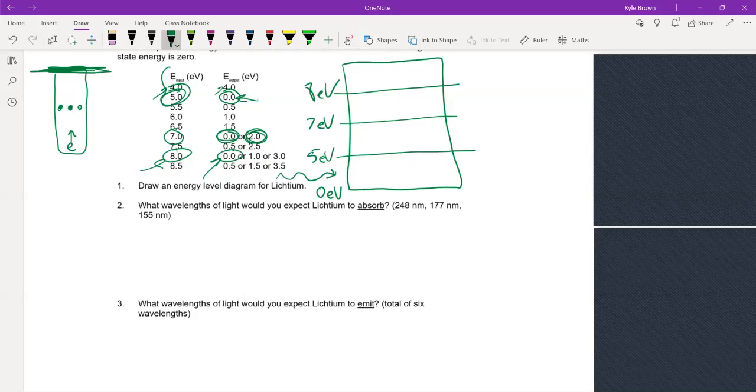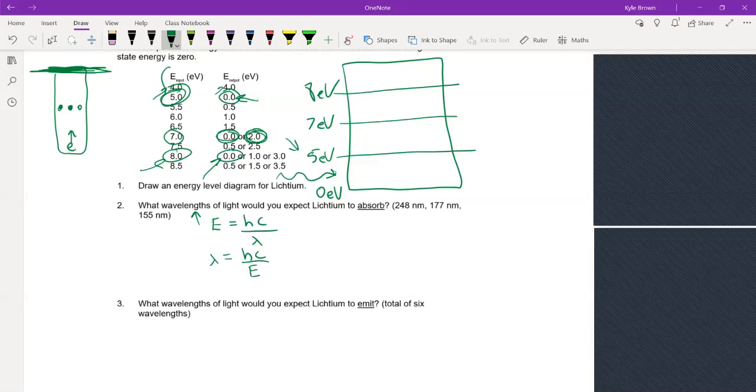Well, these are all in energies, right? And I want to talk in wavelengths. So we need the equation that relates those two. So we have one now. Energy is equal to Planck's constant times the speed of light divided by wavelength. All right, I'm going to rearrange this for wavelength. So wavelength is equal to hc over E.